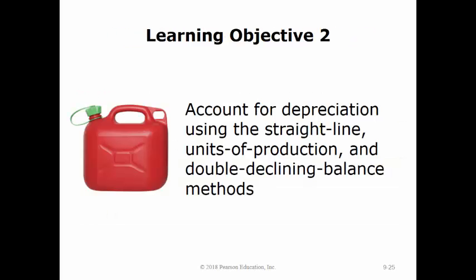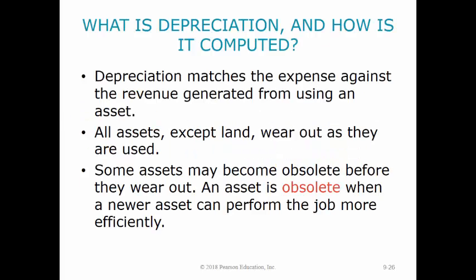In the second section, we will learn how to account for depreciation using the straight line, units of production, and double declining balance methods. Depreciation is the allocation of a plant asset's cost to expense over its useful life. Depreciation matches the expense against the revenue generated from using the asset to measure net income.